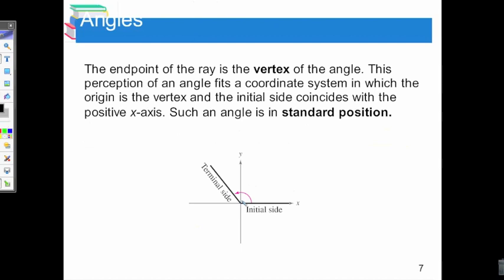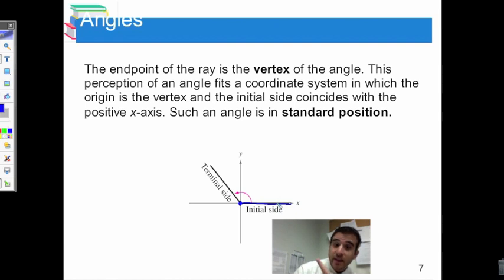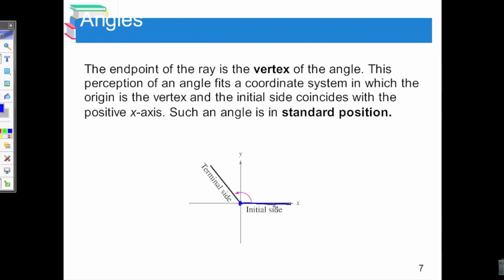I mentioned this vertex here. When that vertex is at the origin, right there, and the initial side is along the positive x-axis, right along here, we call that standard position. Did you just catch that? It's very, very important.